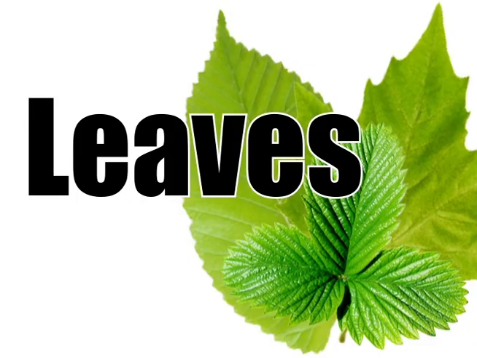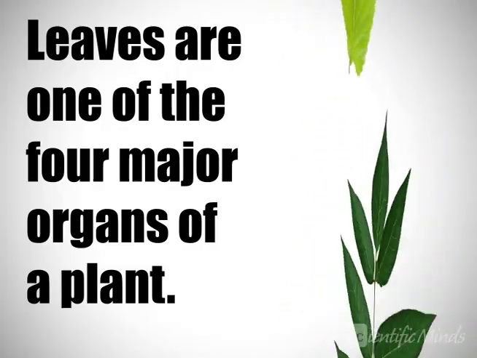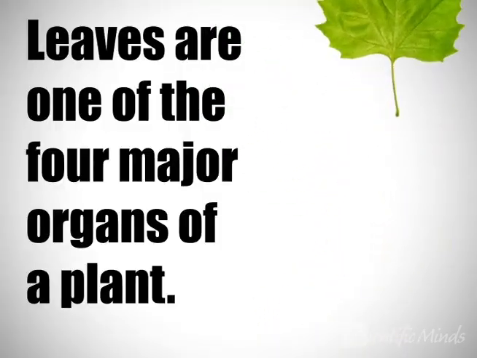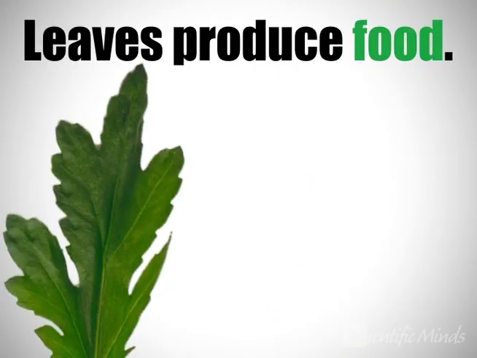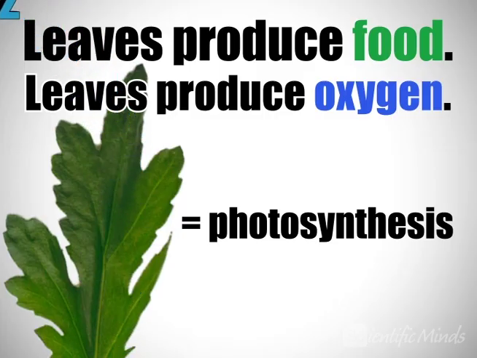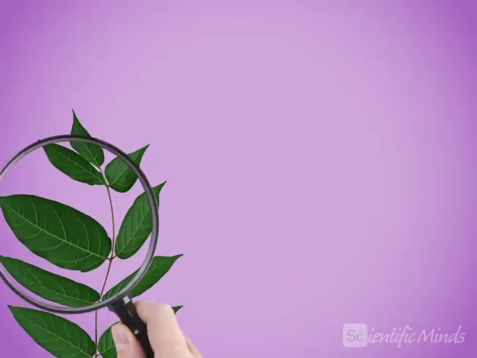Leaves. Leaves are one of the four major organs of a plant. Leaves are important to a plant because they are responsible for producing food through the chemical reaction of photosynthesis. Leaves are important to us because of the oxygen produced and released during photosynthesis. We can identify most plants simply by looking at their leaves.